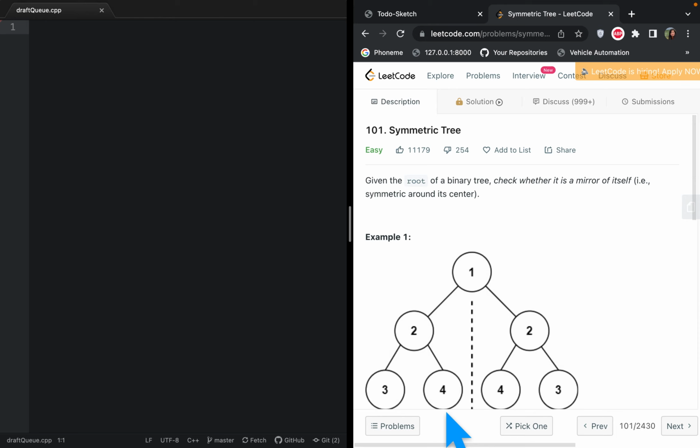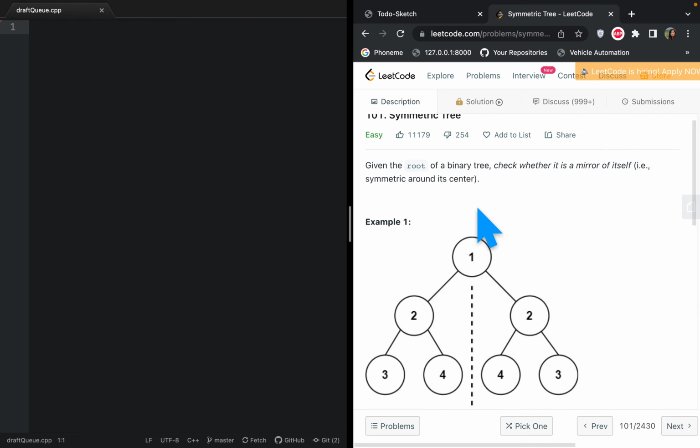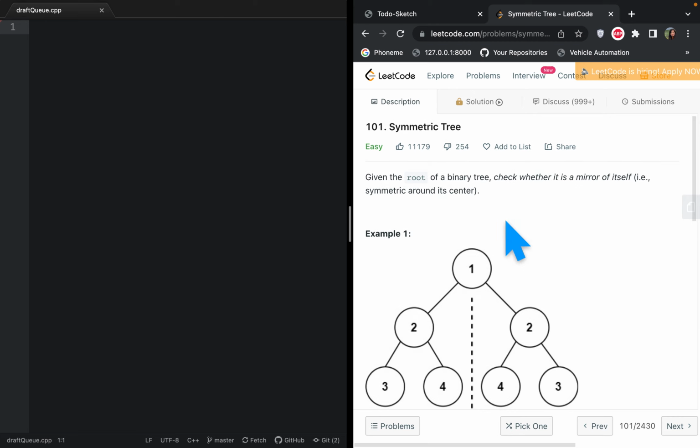Solving the Leetcode problem 101, symmetric tree. Given the root of a binary tree, check whether it's a mirror of itself, i.e. symmetric around its center. There are two different approaches to solve this. One is the iterative way, and the other one is a recursive way. If you are interested in the recursive way, you can check out my other video.